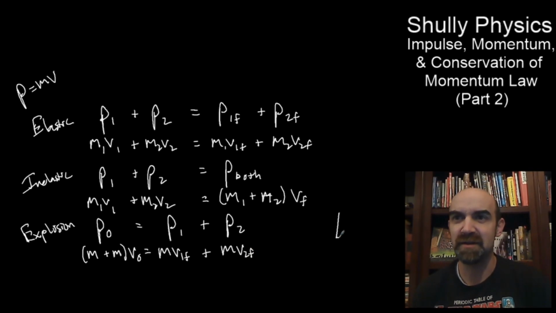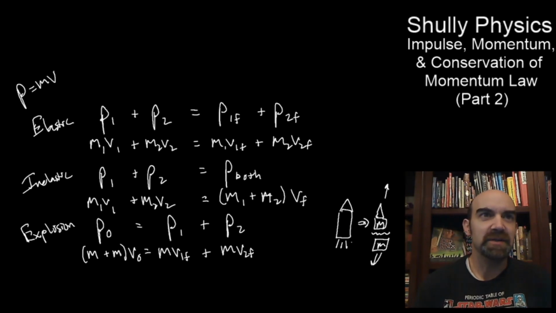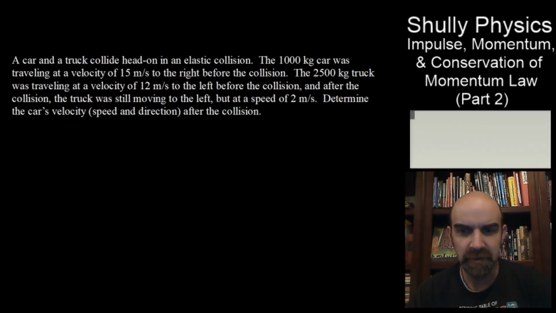Maybe this is a rocket that breaks up into two pieces of equal mass. And they go exploding apart. M and M. Okay? That's what it could be as well. Let's see something in action here. Here's our problem, and we're going to need a calculator.